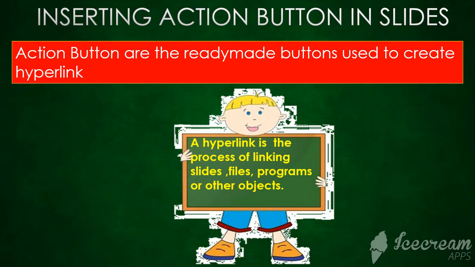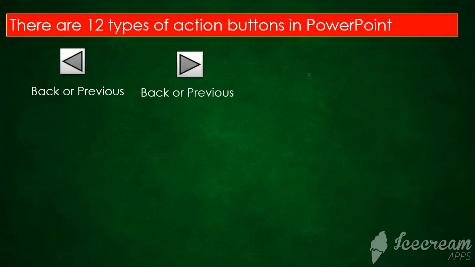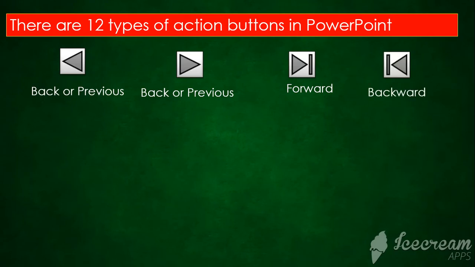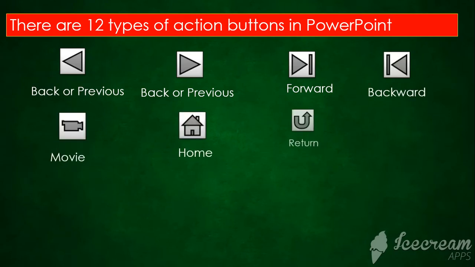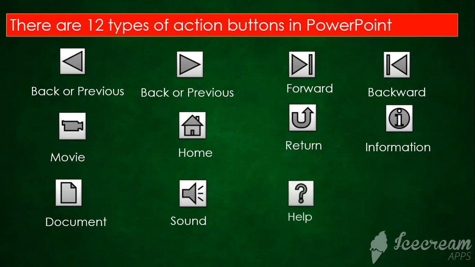Now there are 12 types of action buttons in PowerPoint which are meant for different purposes like back or previous, forward, and these action buttons always have a specific purpose. You can use them in your slides according to your requirement.